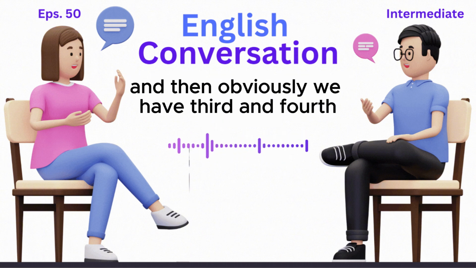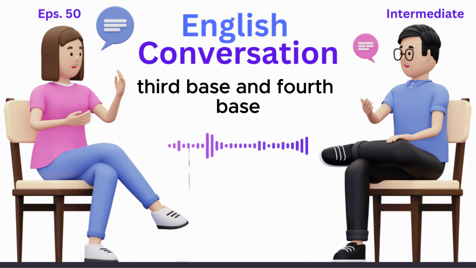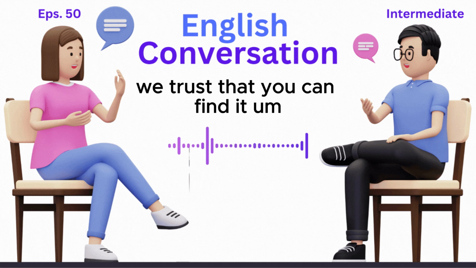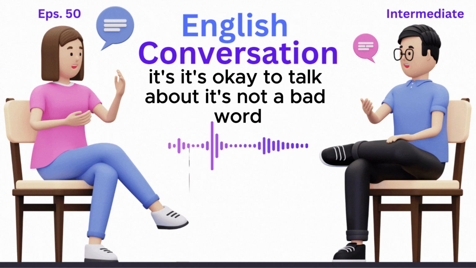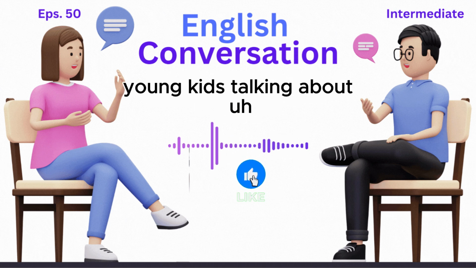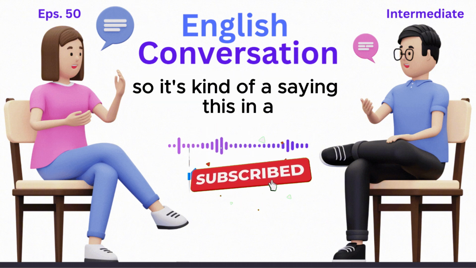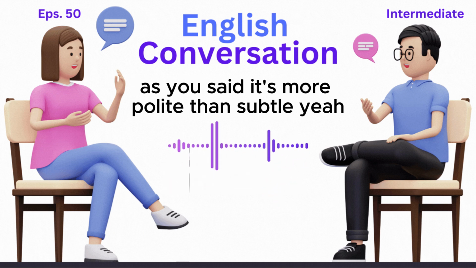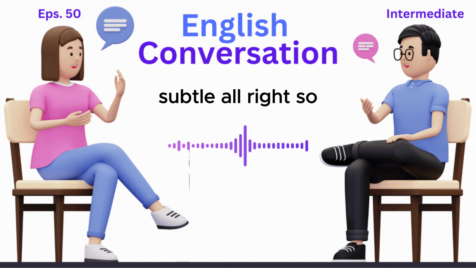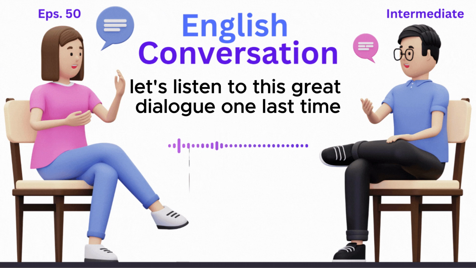And then obviously we have third and fourth, but we're not going to get into that now. You can look it up on Google, third base and fourth base. We trust that you can find it. But first and second base are very common. It's okay to talk about. It's not a bad word. So you'll probably see it in movies, young kids talking about first base or going to second base with someone. So it's kind of saying this in a different way, as a metaphor, as you said. It's more polite than talking about it directly. It's more subtle. All right, so that's all the words and phrases we have on Fluency Builder. Let's listen to this great dialogue one last time.